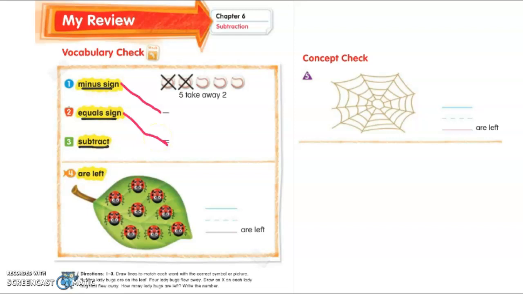Now we've got one more picture and one more word. So subtract, that means that picture matches. It has 5, take away 2. That is subtracting. So we're going to go all the way to the top.